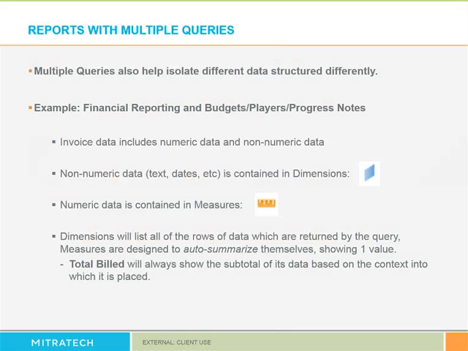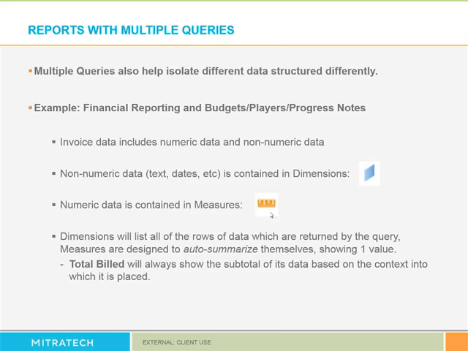Because invoice data includes numeric data and non-numeric data, with the non-numeric data like text, dates, etc. in dimensions with those blue parallelograms, and numeric data in measures identified by the ruler, what the behavior of the system is to help create simple reports quickly. Part of that is that it will auto-summarize the numeric data within all measures.